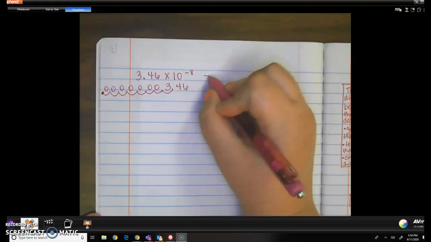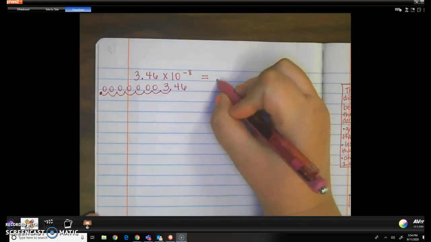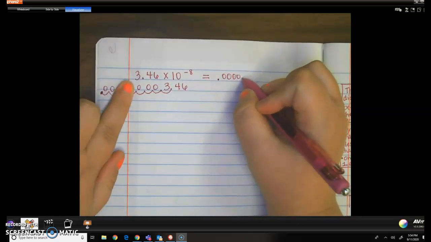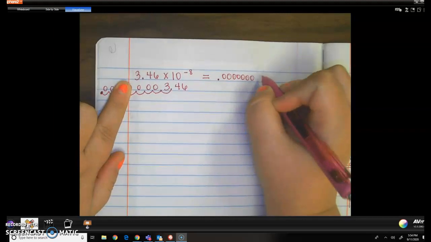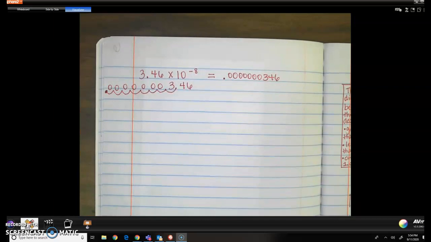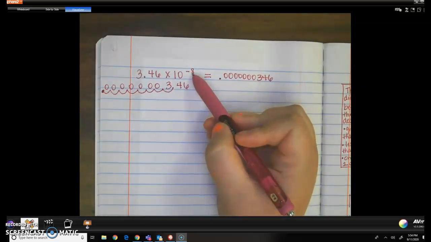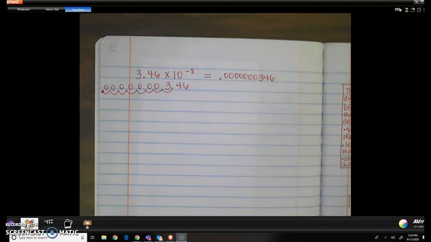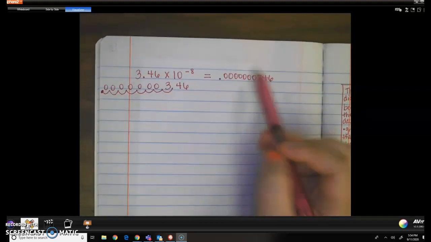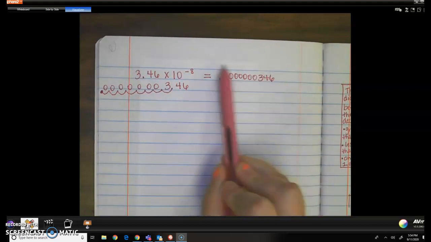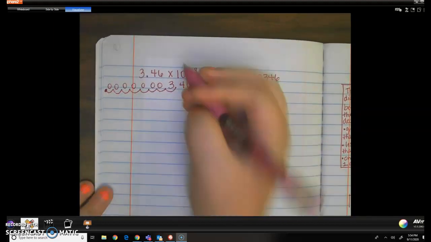So this number becomes 0.0000000346. Notice, this is not how many zeros. It is how many times I moved my decimal. Now also you notice in our notes that it said that when it's a negative, it's a small number. This is a very small number. So let's look at another example.